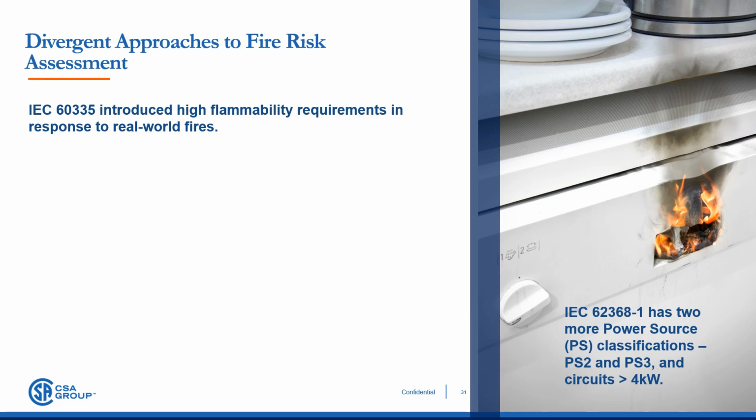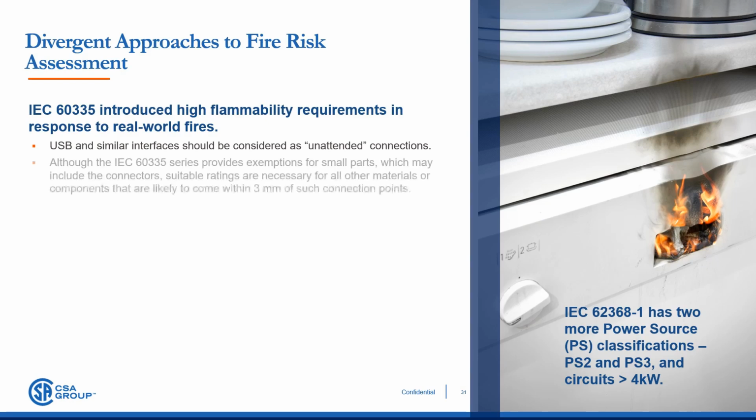Since USB ports may be left connected and energized without clear indication to the end user, it is an important consideration for compliance to rate such interfaces as an unattended connection means. Although the IEC 60335 series provides exemptions for small parts, such as individually separable parts of the USB interface, thorough consideration of suitable ratings should be explored for all other materials or components that are likely to come within 3 mm of such connection points.